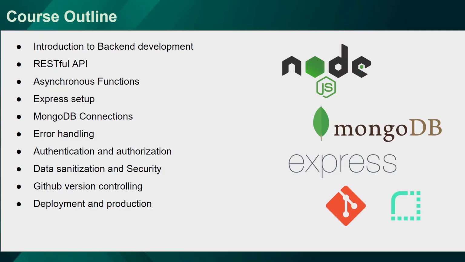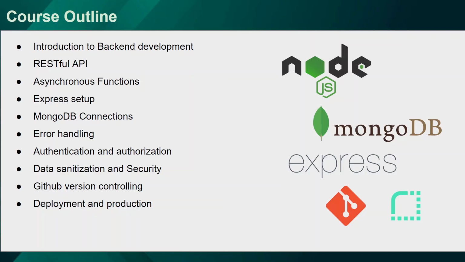So in the very beginning, we are going to do an introduction to backend development and RESTful API design, and how asynchronous functions work, and how to set up an Express backend for your backend services. And then we are going to look at how to connect database systems like MongoDB, and how to perform error handling, how to do authentication and authorization, and data sanitization and security is again a very important task. So we are going to look into that as well.